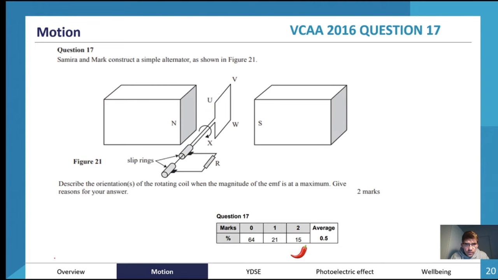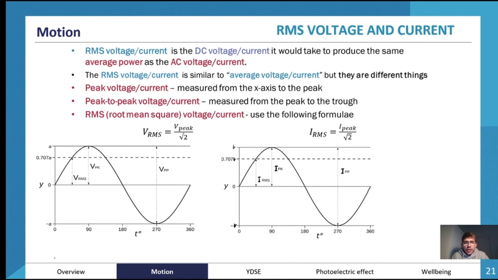All right, so let's address the elephant in the room. What is the difference between RMS voltage and peak voltage? So RMS voltage is going to be equal to peak voltage divided by square root 2, and RMS current is going to be equal to peak current divided by square root 2. So why do we do this? That's the elephant in the room. Why do we divide by square root 2?